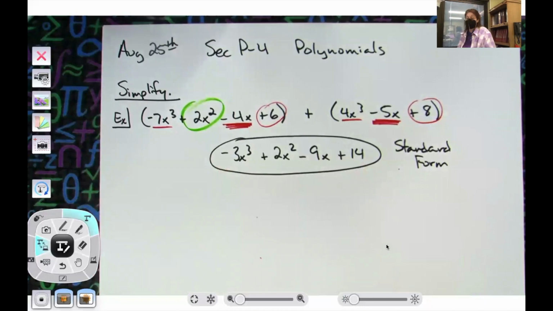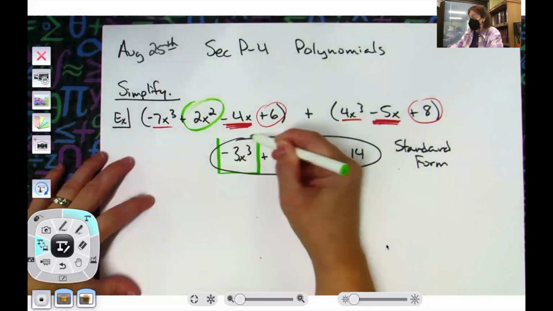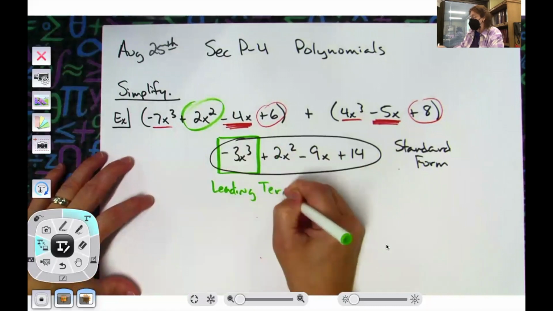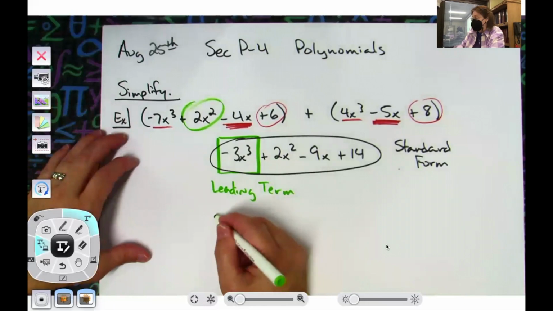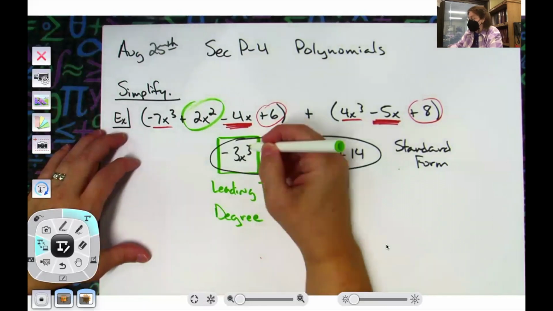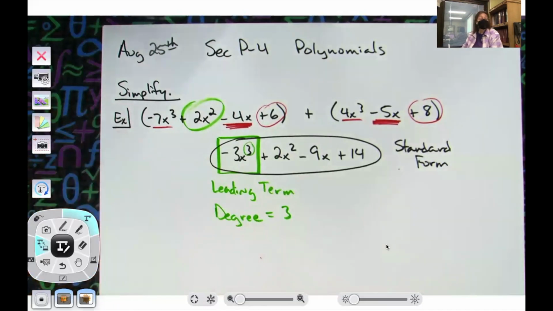Now, when it's in standard form, I can look at the leading term. Right there would be the leading term because it's in standard form. So if I asked you what is the leading term, you would tell me negative 3x to the third. From that leading term, that tells me what the degree of the polynomial is. The degree of this polynomial is going to be 3. Ooh, because it's the exponent. Don't think it's the coefficient. It's the exponent. So the degree is 3. The leading term gives you the degree. A little bit later, that degree is going to tell us about end behavior. It's going to tell us what the ends of the graph are doing when we graph that polynomial curve.